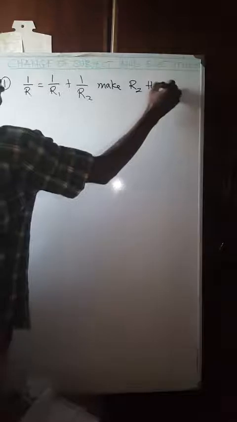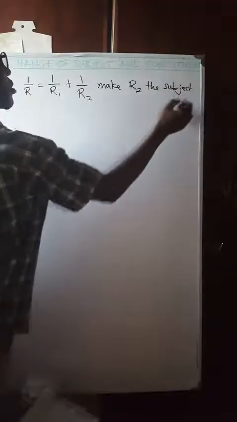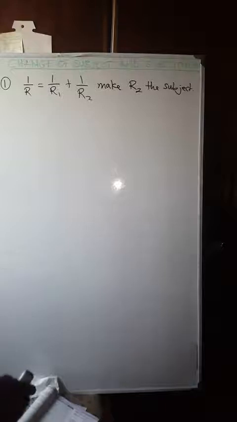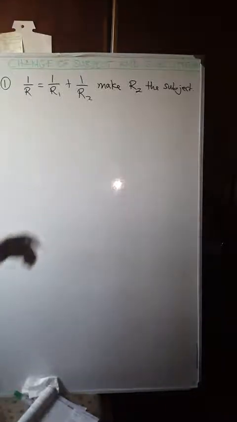Supposing we are to make R2 the subject, we have to make R2 the subject of the relation. So from the steps we read, if you look at this expression, it involves fractions. So we need to get rid of the fraction. How do we do that? We multiply the fraction by the LCM of the denominator.